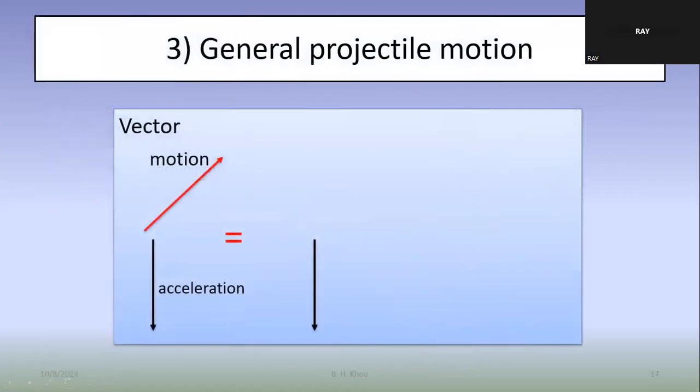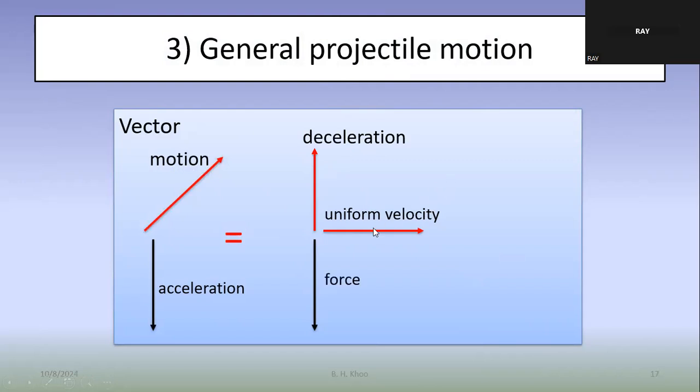Okay, so we are more interested in the motion, and the acceleration. Motion is usually the velocity, so we represent it as motion. We resolve this velocity into vertical, this deceleration, and horizontal, uniform velocity. And the force acting is the weight. Remember, we are not interested in air resistance at the moment. The force acting is the weight.